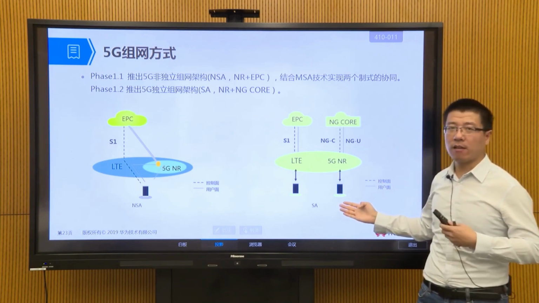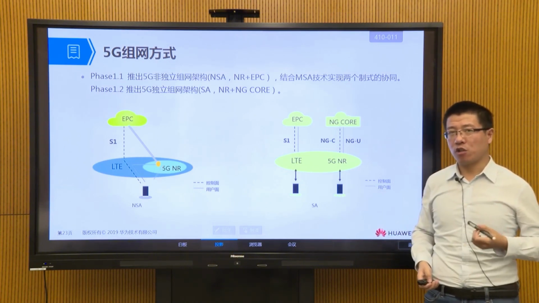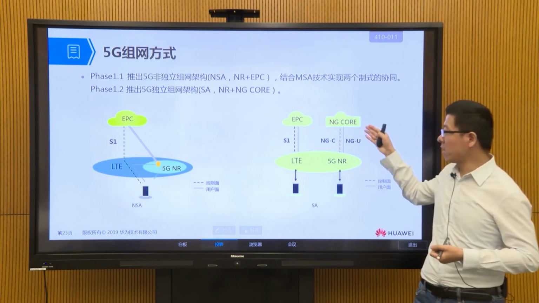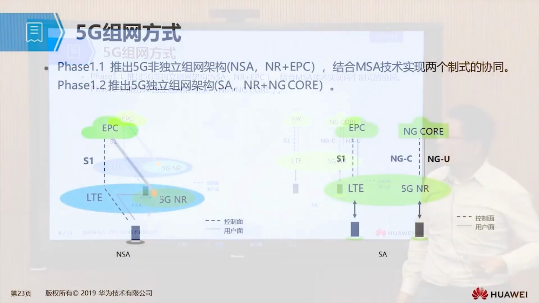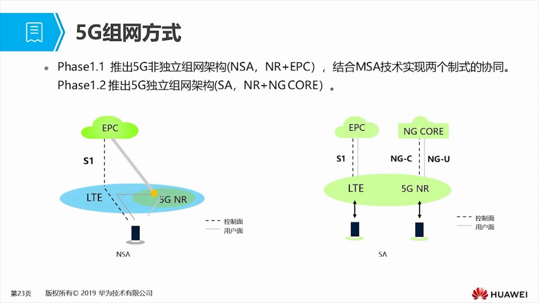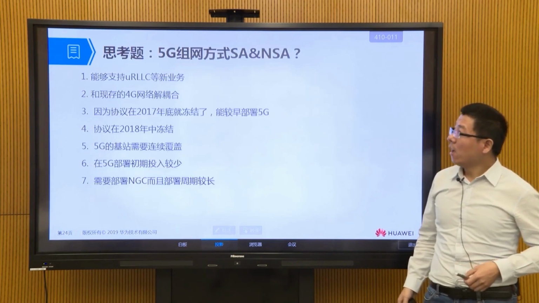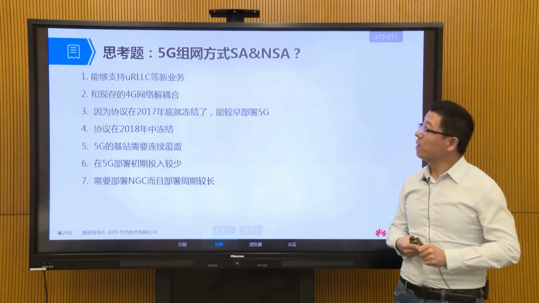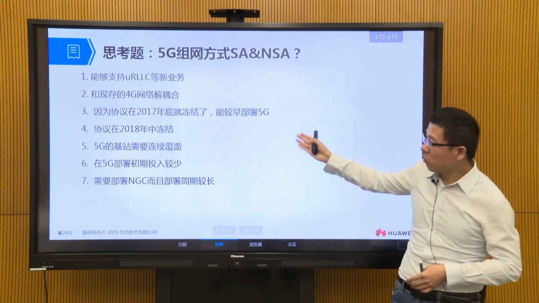As for the characteristics, SA requires a 5G core network. For NSA, we can use the 4G core network. But the 4G core network needs to be upgraded. It is called EPC+. Okay, we have a thought question here. We introduced standalone networking SA and non-standalone networking NSA. Earlier, we listed 7 characteristics here. Can support new URLLC business and combined with the existing 4G network, etc. These 7 characteristics. Which characteristics belong to SA standalone networking? Which characteristics belong to NSA non-standalone networking? You can write your answers in our discussion area.